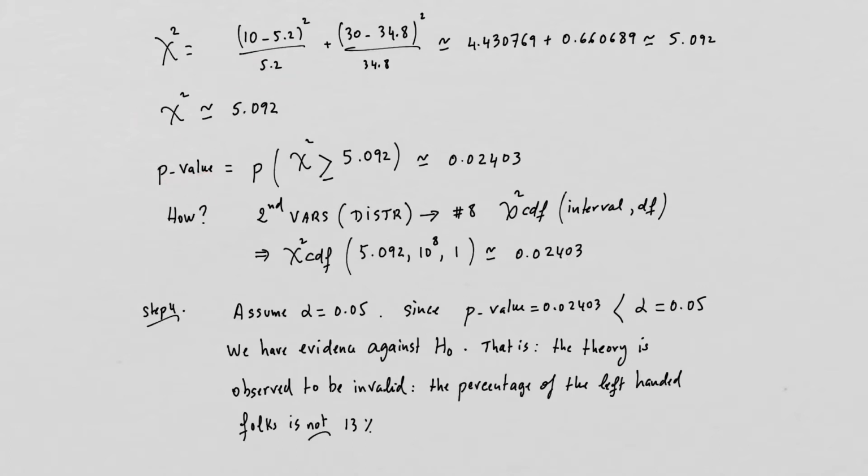Then to find the p-value, and I'm going to show it to you in 2 ways. One way is to go to distribution, second vars, which is distribution. If you recall how we found norm CDF, norm PDF, binom CDF, binom PDF, geometric, all of those distribution. You scroll down to number 8 until you find chi-squared CDF, not PDF. CDF stands for cumulative.